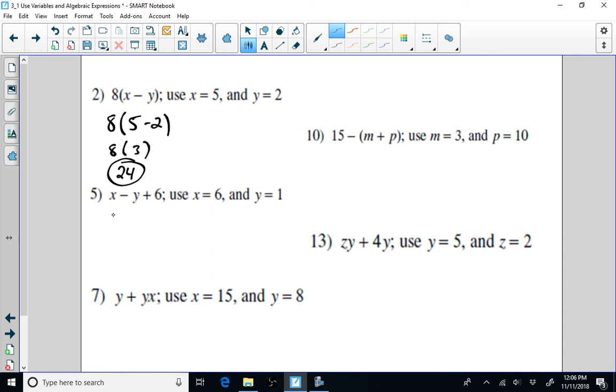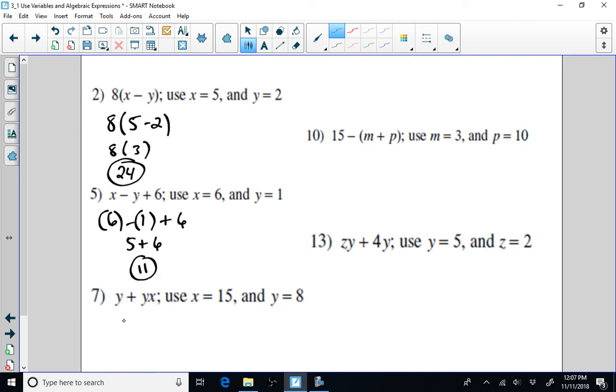We have the expression a number x take away a number y plus 6 when x is 6 and y is 1. So that's going to be 6 minus 1 plus 6. Addition and subtraction we do from left to right. 6 minus 1 is 5 plus the 6. That should be 11.